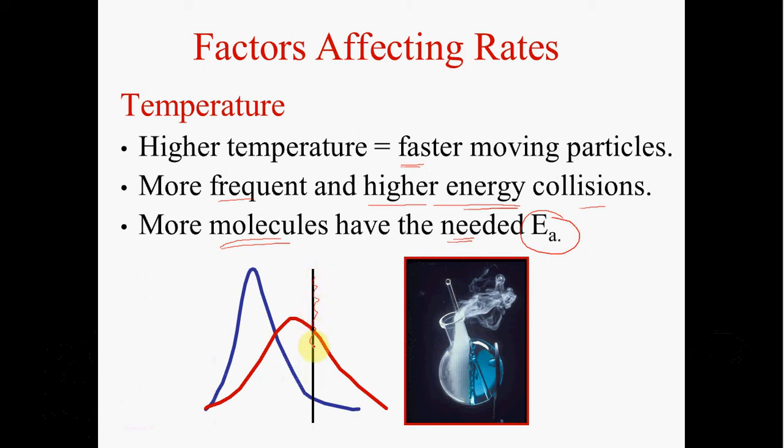So if this is the energy barrier right here, represented by this line, and this is temperature 1, and this is temperature 2, you can see that at temperature 1, the molecules underneath this area of the curve all have the necessary energy. At temperature 2, only these molecules in this area have the energy necessary to complete the reaction. So the higher the temperature, the more molecules have the necessary activation energy.